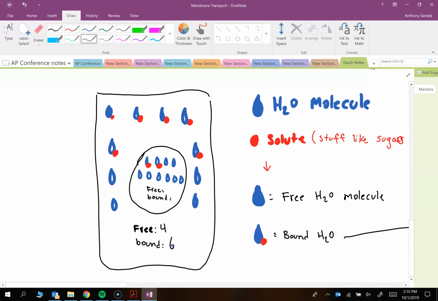How many bound water molecules do I have on the outside? 6. Cool. All right, what about on the inside of the cell? How many free do I have? 8. And how many bound water molecules do I have? 2. Okay, so which way do you think water is going to move? Water will move. We just got to figure out which way it's going to move. Is it going to move into the cell or out of the cell? What do you guys think?